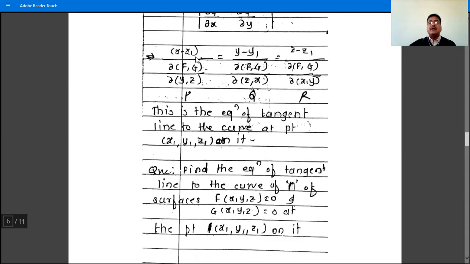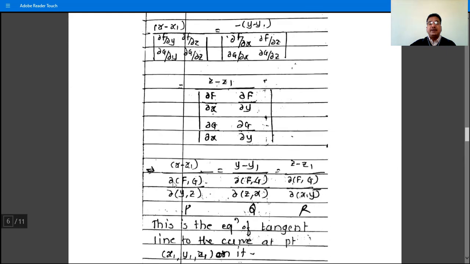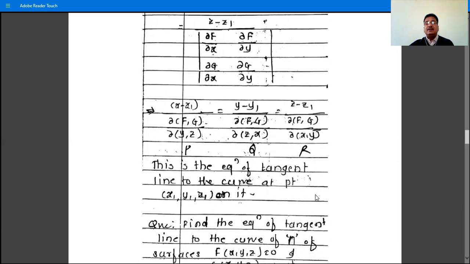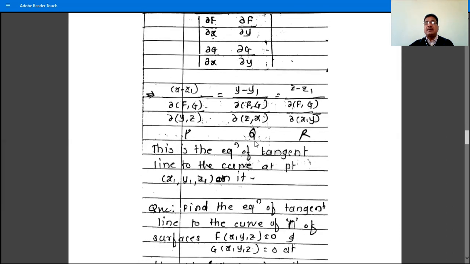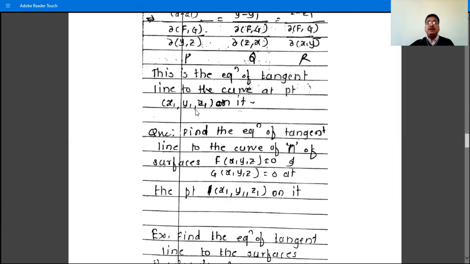Then we have (x - x1), and this determinant in the form of a Jacobian is ∂(F,G)/∂(y,z). After accepting this negative sign and interchanging the rows of the determinant, it is the Jacobian ∂(F,G)/∂(z,x), and this determinant is the Jacobian ∂(F,G)/∂(x,y). These we denote by the notations capital P, Q and R, and this is the equation of the tangent line to the curve at the point (x1, y1, z1).